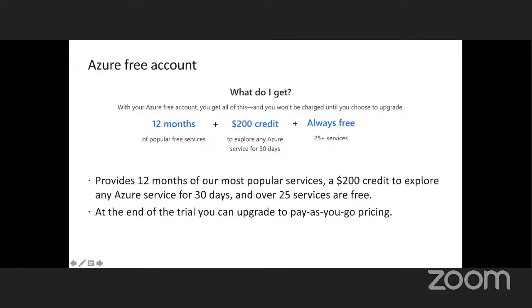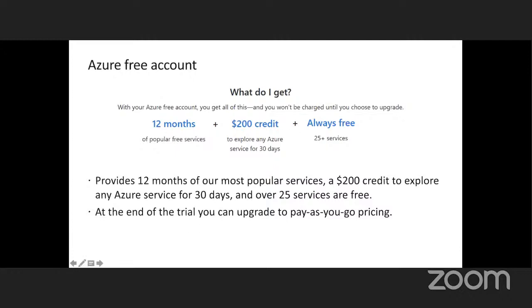Okay, so you have some services that are always free. When you look for the limits, because you're gonna have limitations in the free account, you can check the box that says always free, and then it's gonna give you all the services. There are 25 or more services. So they give you $200 to explore any Azure service for 30 days, and over 25 services are free. At the end of the trial, you can upgrade to pay as you go pricing.